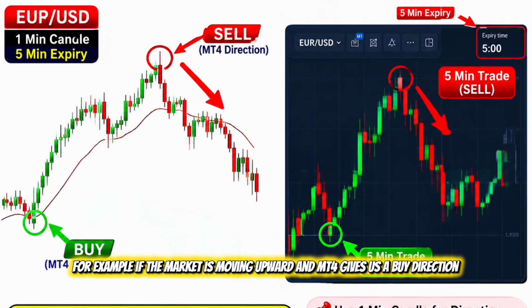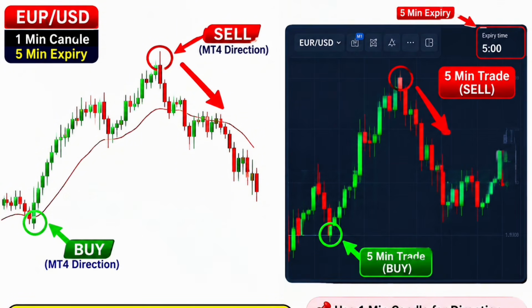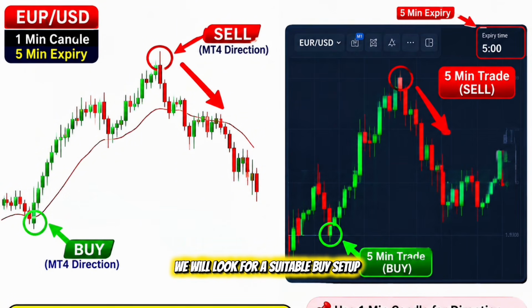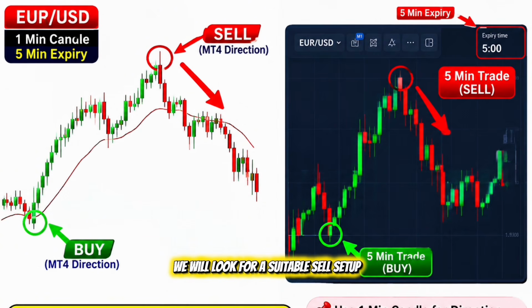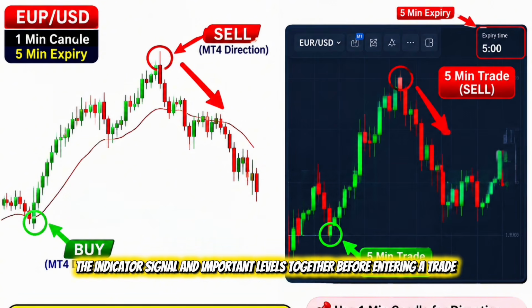For example, if the market is moving upward and MT4 gives us a buy direction, we will look for a suitable buy setup. And if the market is moving downward and MT4 gives us a sell direction, we will look for a suitable sell setup. Remember, we should avoid taking trades blindly near strong support or resistance. We want to consider the market direction, the indicator signal, and important levels together before entering a trade.